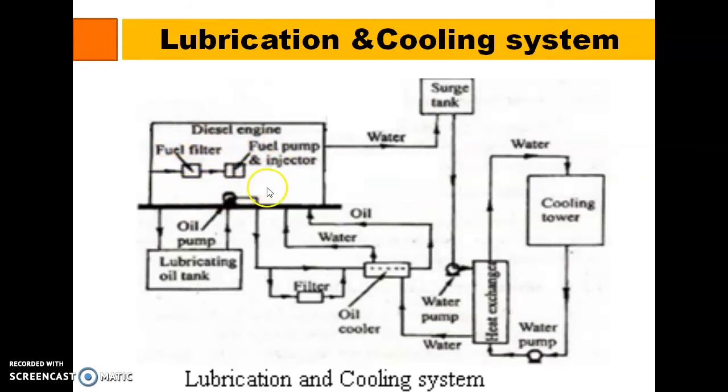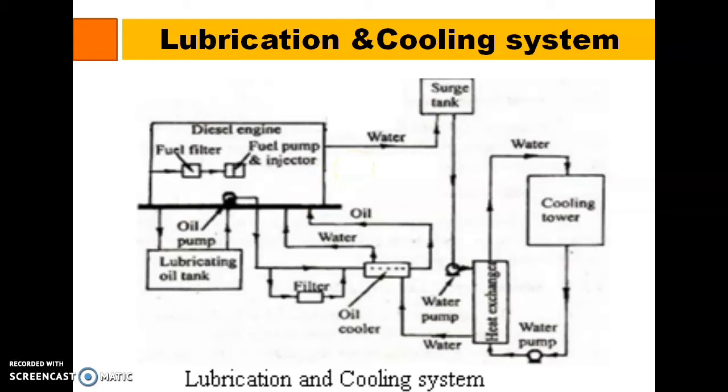And if the oil gets heated, then it will be given to this cooler. So before passing this lubricant to the diesel engine, it will get cooled here in the oil cooler. Then again the cooled lubricant is given to this diesel engine. Then the remaining oil is recirculated through this lubrication tank. So this is how the lubrication system works.